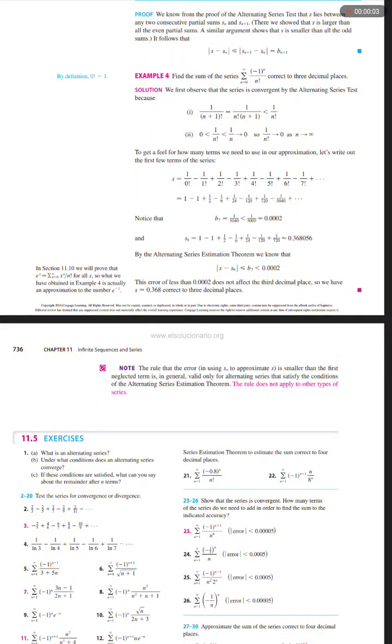Example 4. Find the sum of the series, the sum from n equals 0 to infinity of (-1)^n over n factorial, correct to 3 decimal places.